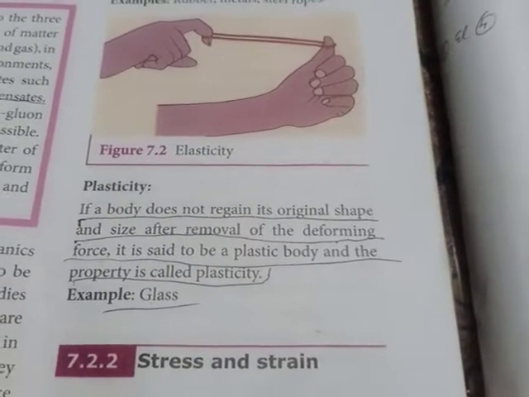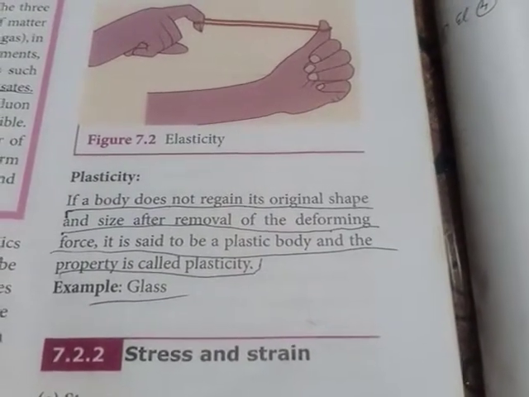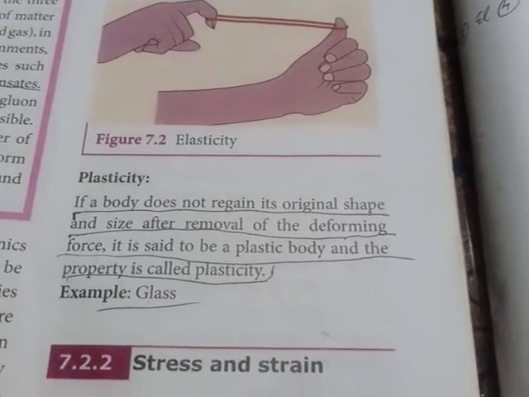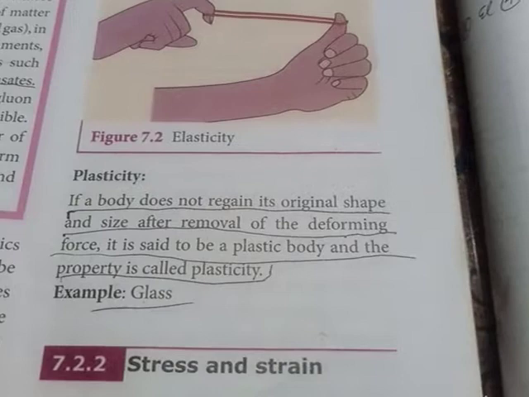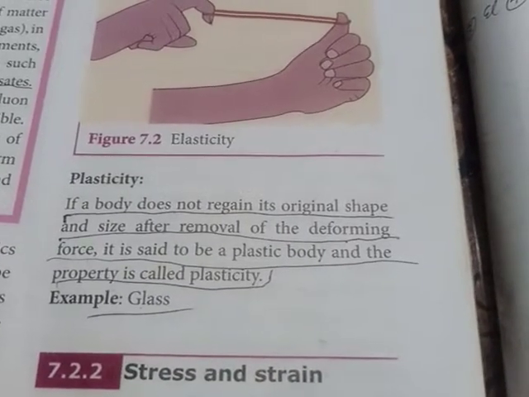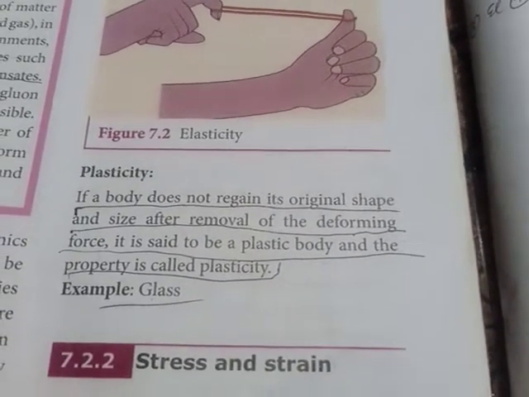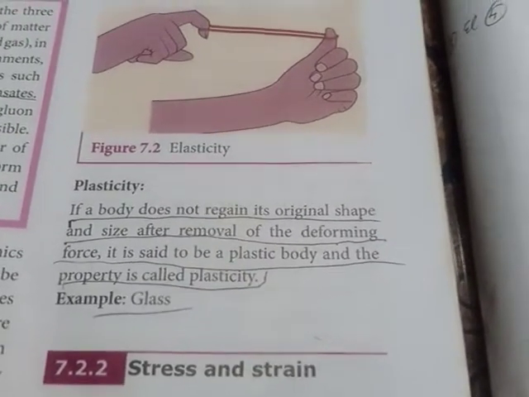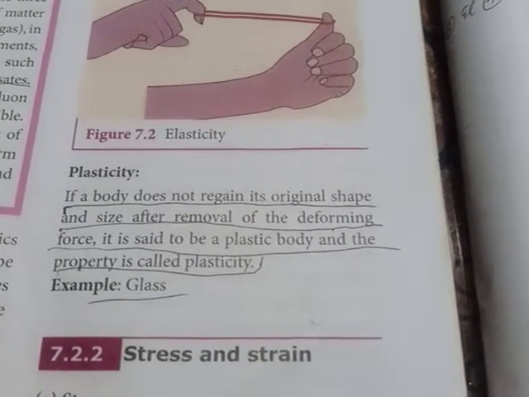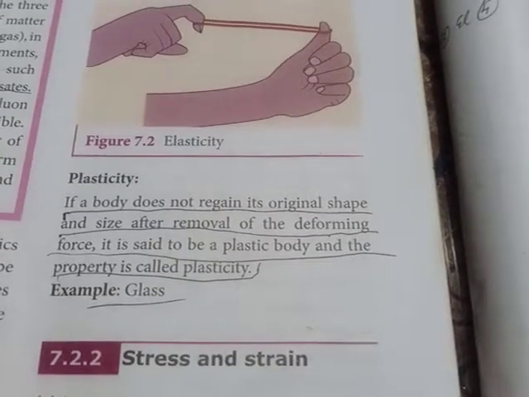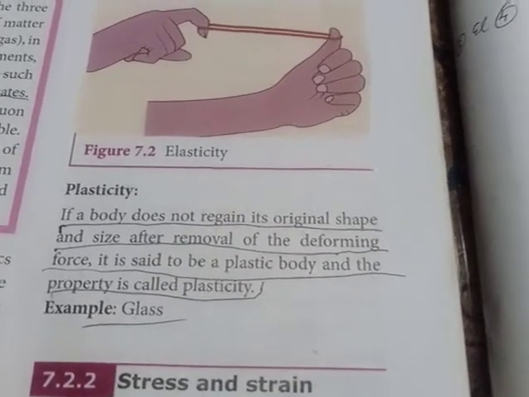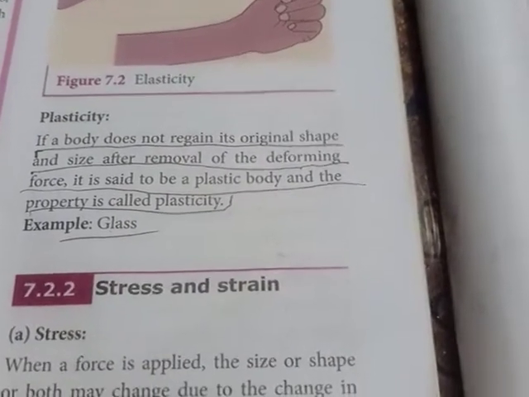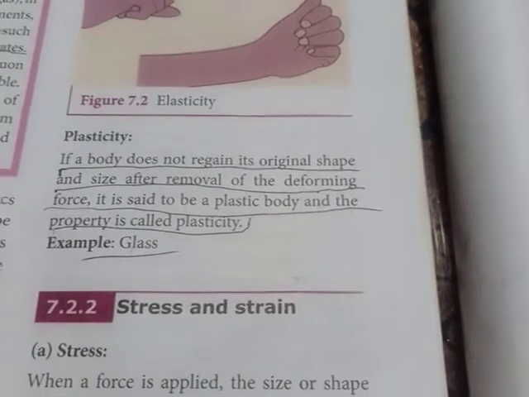So stress means what? Assume that you are applying a force on a body. When you are applying the force on the body, we know that its size and shape is changing. Why is the size and shape changing? Its size and shape is changing because the relative position of the atoms or molecules is changing. And this is noticeable in some objects with our naked eye also.